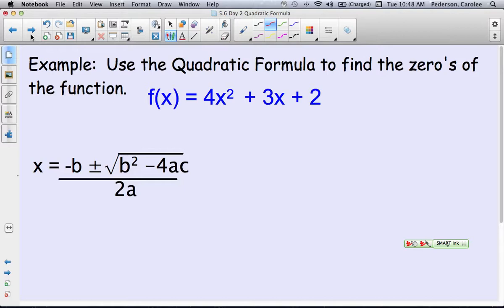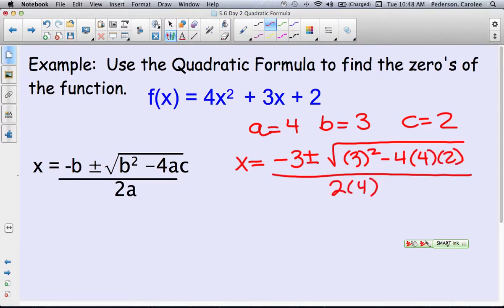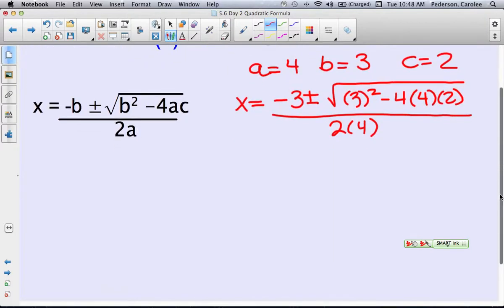Here is a second example that you can just watch. We're going to use the quadratic formula to find the zeros of the function. So we identify our a, our b, and our c. We plug it into the quadratic formula. So x equals negative b plus or minus the square root of b squared minus 4ac all over 2a. And now we reduce.